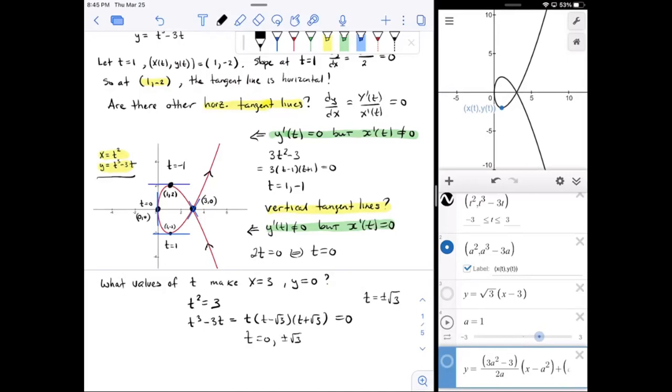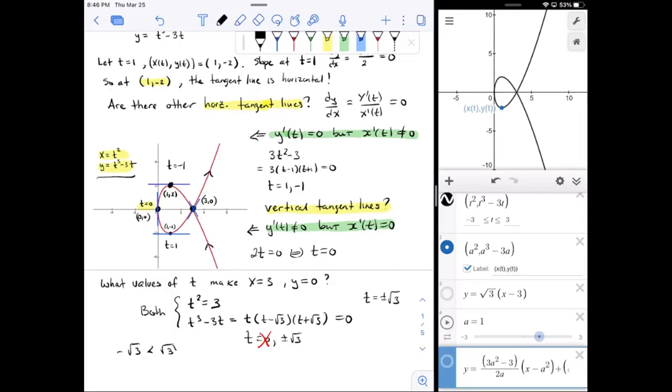But I need both of these equations to be true at the same time. So I'm going to rule out t equals 0. t equals 0 makes y equal 0, but it doesn't make x equal to 3. We already saw that in our graph up here. When t is 0, we're at the point (0, 0). So there are two t values there, right? And we already know by the direction of the curve, let's not forget, that negative square root of 3 would come before square root of 3.